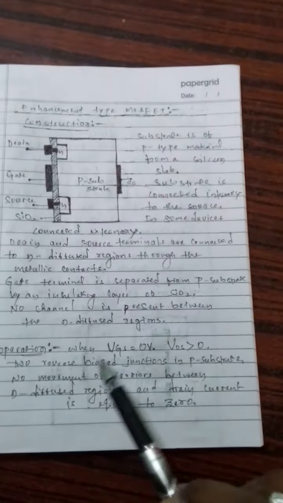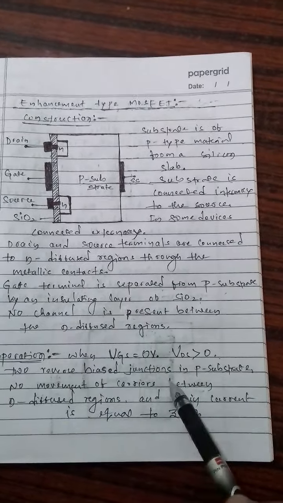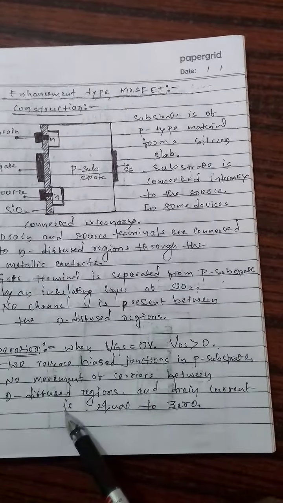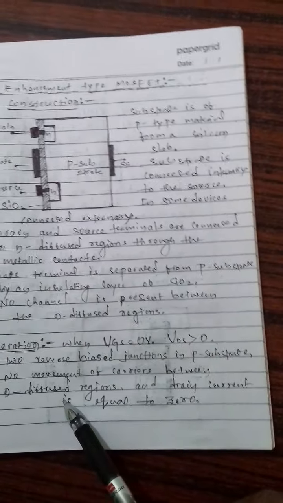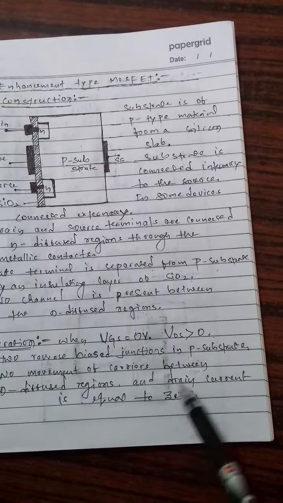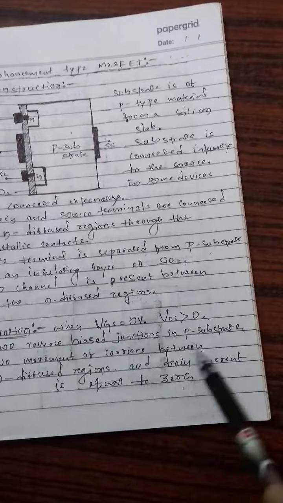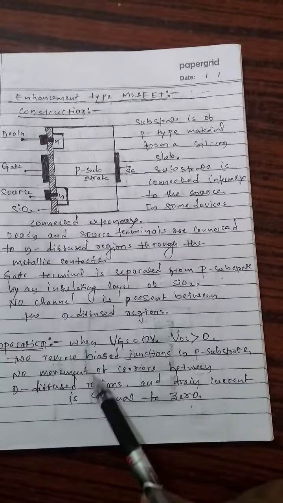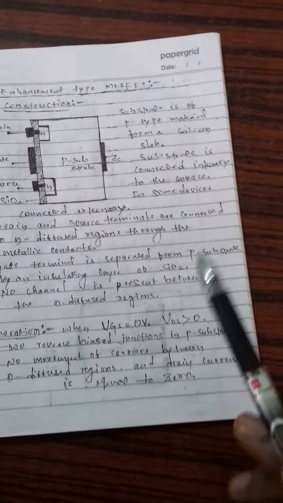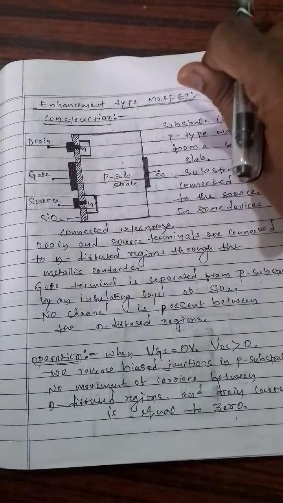Operation: when VGS is equal to 0 volts and VDS greater than 0 volts, there are two reverse biased junctions in the P substrate, no movement of carriers between the n diffused regions, and drain current is equal to 0.